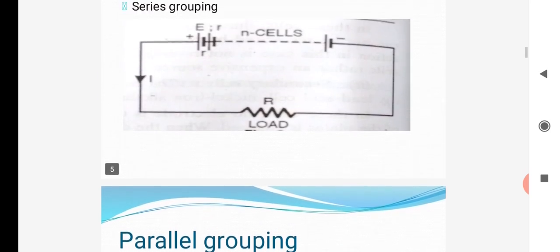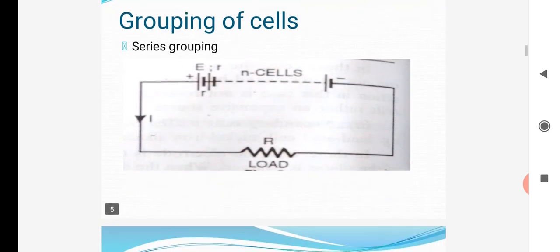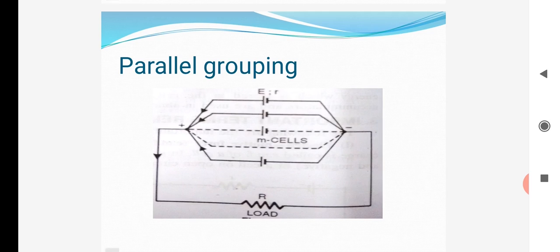Now why do we connect the cells in series and parallel? When we connect the cells in series, voltage increases, it adds up. Whereas when the current is to be increased, you have to connect the cells in parallel.